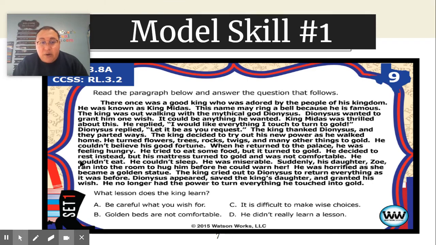Suddenly, his daughter Zoe ran into the room to hug him before he could warn her. He was horrified as she became a golden statue. The king cried out to Dionysus to return everything as it was before. Dionysus appeared, saved the king's daughter, and granted his wish. He no longer had the power to turn everything he touched into gold.